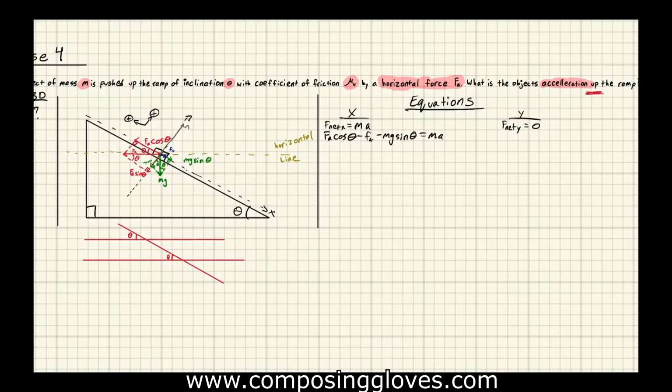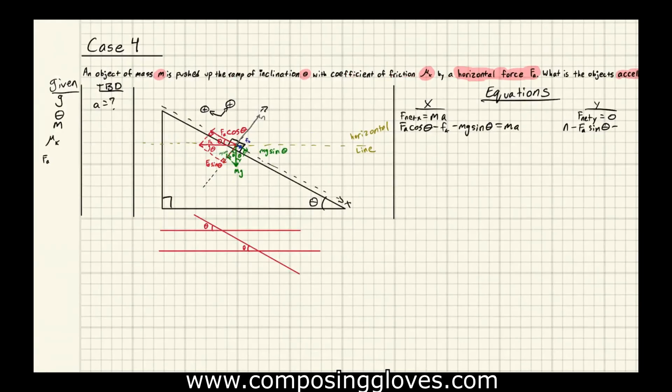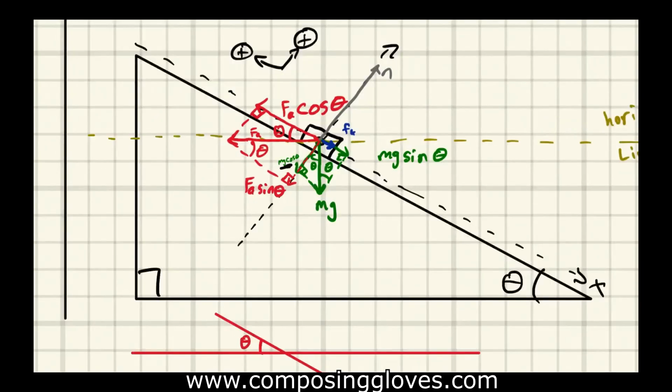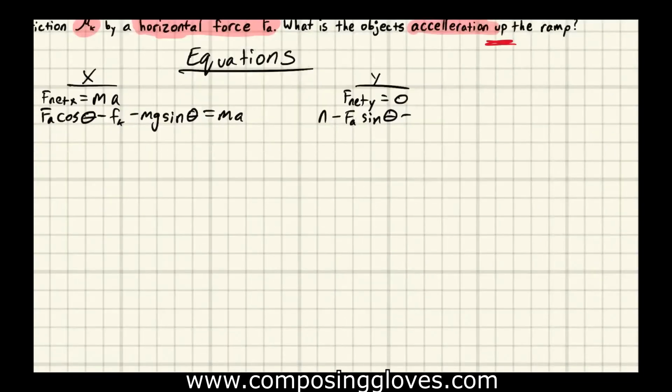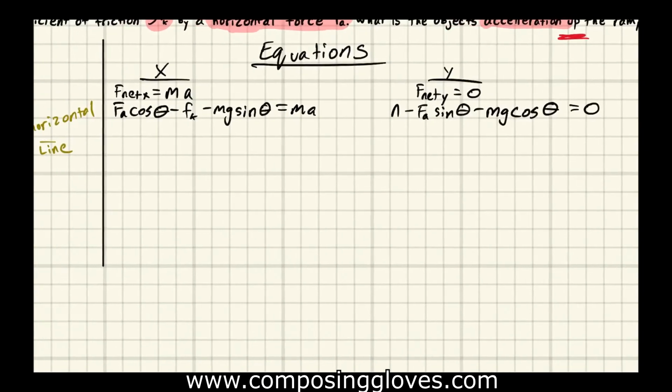We have F net Y. We need that because we need our normal force for our friction. That's going to be our normal force because that's moving in the positive direction. So that's going to be N minus, and we have two forces here. We have the FA sine theta minus our mg cosine theta, which I shrank down so we could fit in all this other stuff. Mg cosine theta is equal to 0. Now we have all the information we need to solve our problem.